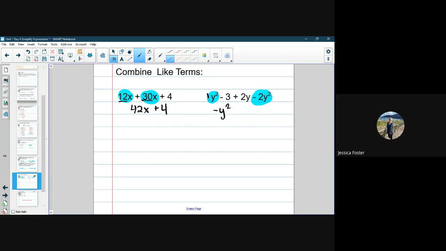So remember, this is like having a coefficient of 1. So 1 plus negative 2 is negative 1, or negative y squared. I can't combine the 2y with that at all, so that's just going to stay the same. And the negative 3, the constant, is going to stay by itself as well.